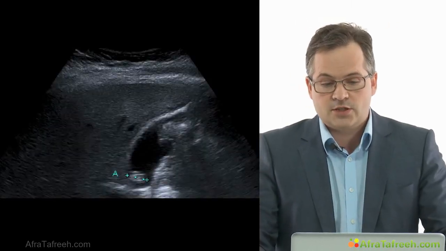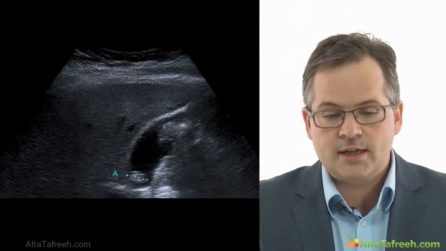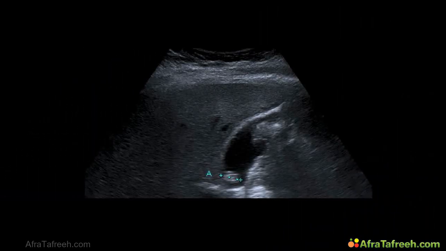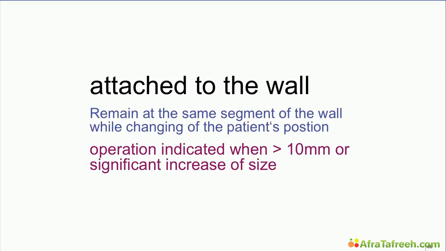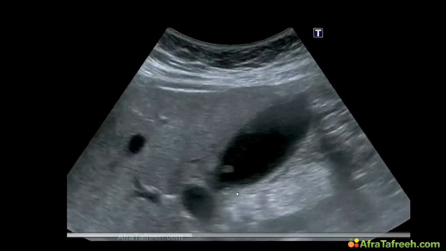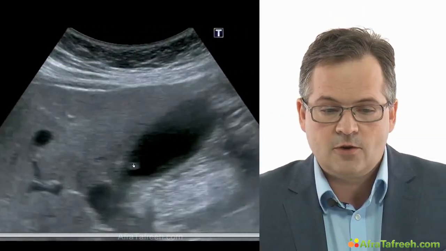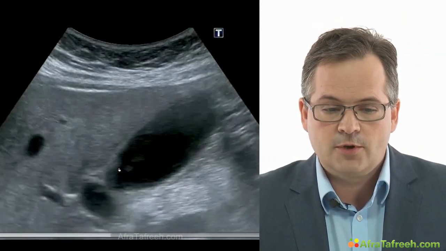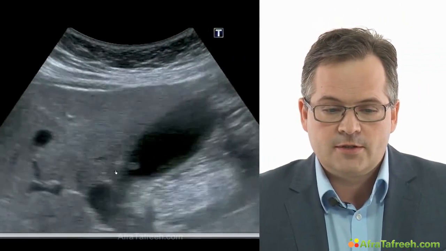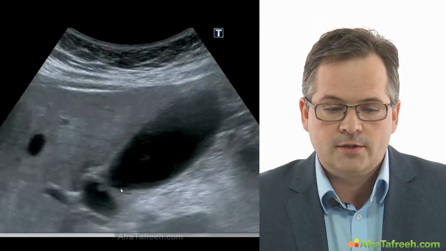even if the position of the patient is changing. Over here again we see a polyp, but it's not so easy to say this is a polyp and not a stone. So we have to look for the criteria. It's attached to the wall, it remains on the same segment of the wall while changing the patient's position. We see this in the clip. Over there, a polyp on the wall over here.